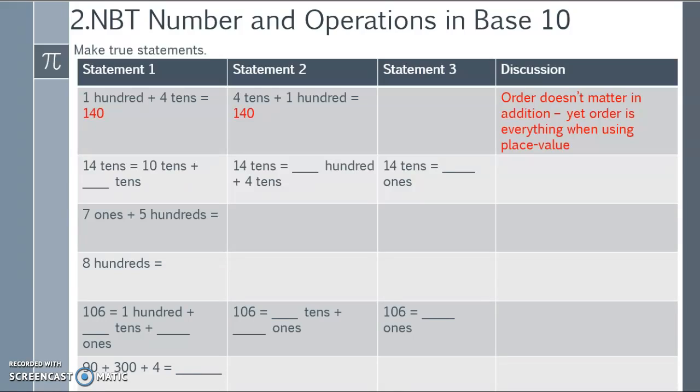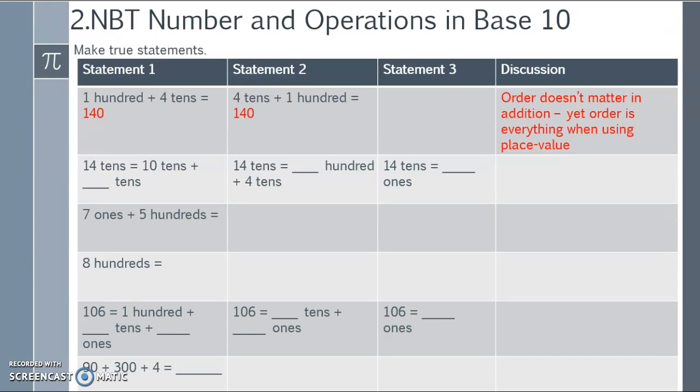Notice that the order is reversed, but it doesn't matter in addition. Yet order is everything when we use place value. So order does not matter when we're actually adding, but it matters when we use place value. 14 tens equals 10 tens plus how many more tens?